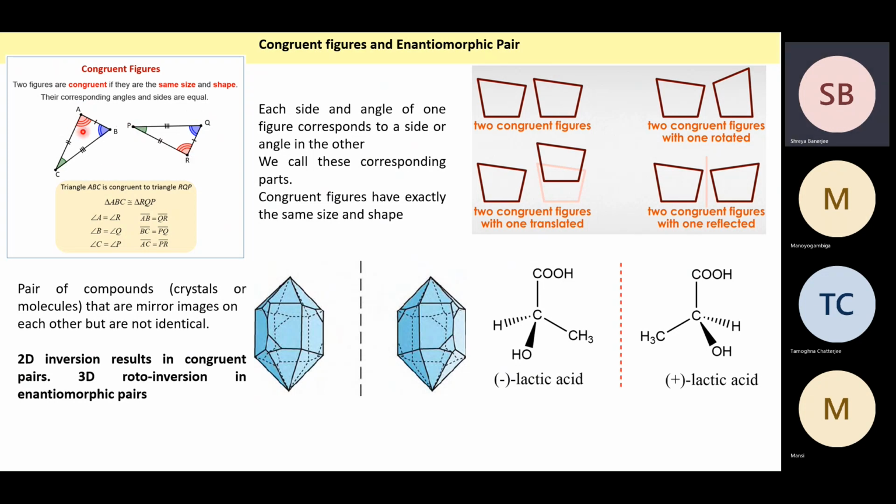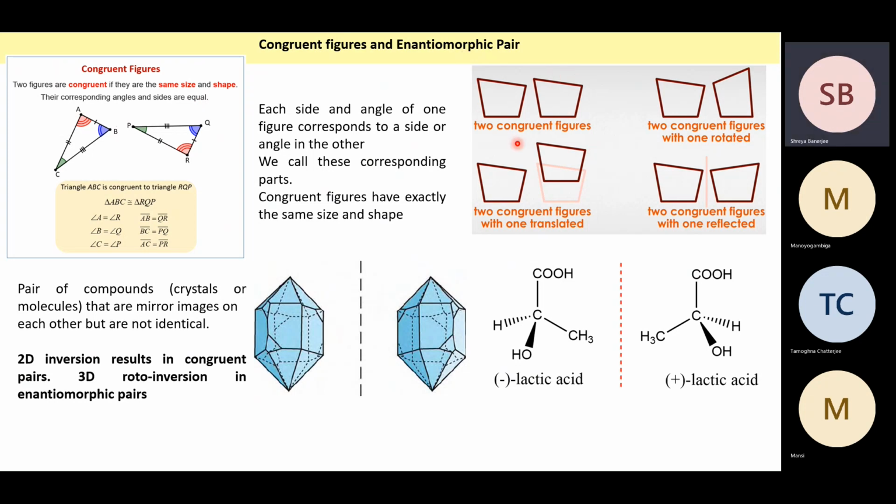Even the angles must be equal. So angle A is angle R, angle B is angle Q, and angle P is angle C. Only when these 6 criteria are fulfilled, you can say that one triangle is congruent to the other triangle. So they need to have the same size as well as the same shape.